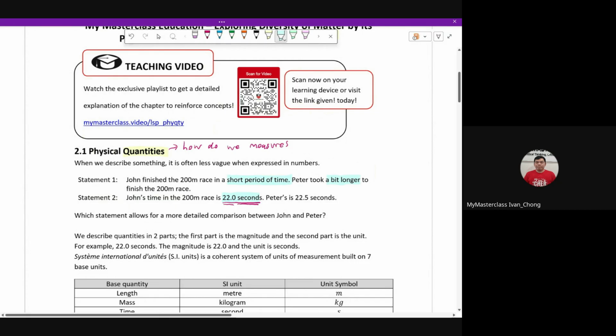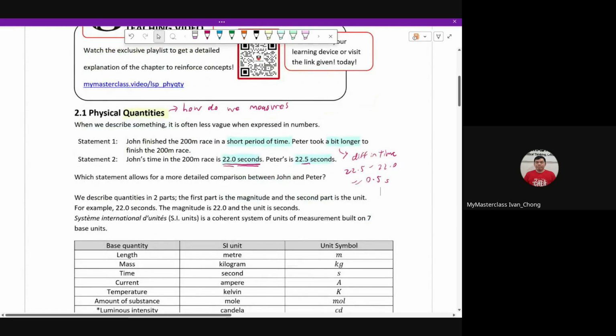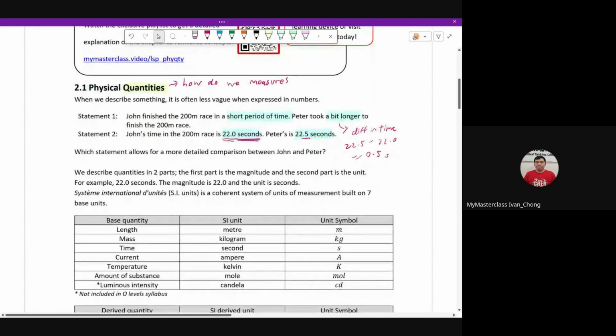So similarly, you can see it took a bit longer, right? So we know that Peter took 22.5 seconds. So what is that a little bit longer? The a bit longer will be the difference in time, which is 22.5 minus 22.0. So we know that it took 0.5 seconds longer compared to John. So you can see with numbers itself, it's much easier to show a clearer picture on who is faster and who is slower and by how much. Because if you just briefly mention it in words, it's very difficult.